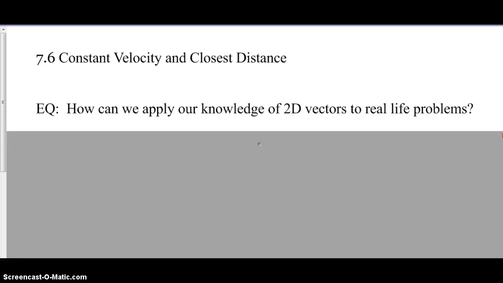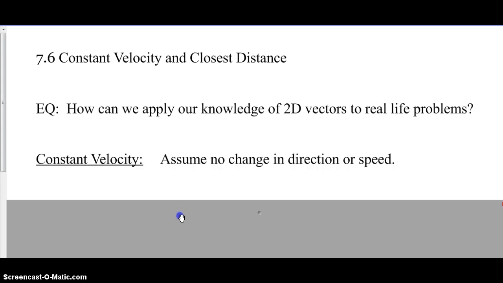Hello, IBSL2. Tonight's topic is 7.6, constant velocity and closest distance. Our essential question tonight is how can we apply our knowledge of 2D vectors to real-life problems? We have some definitions to start with.